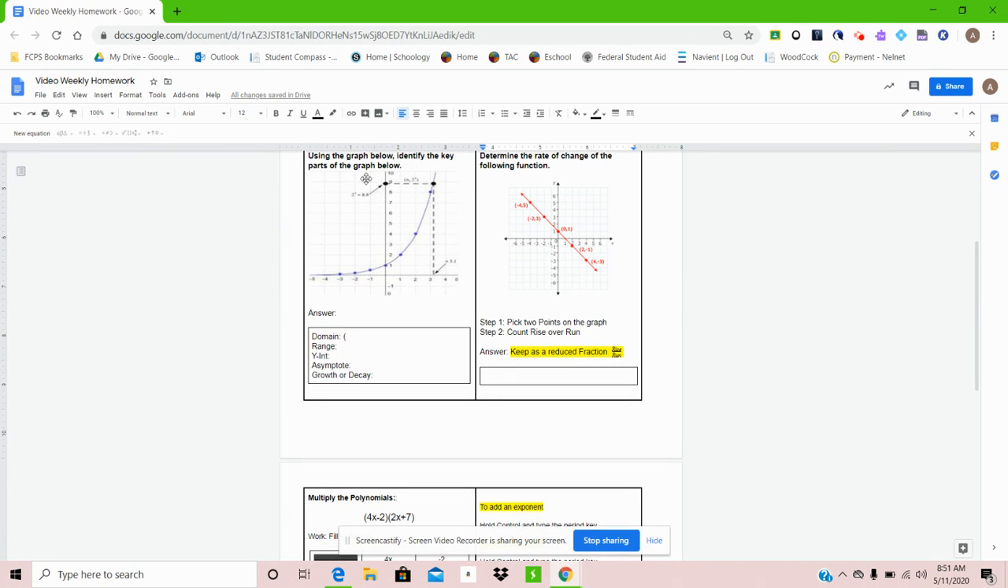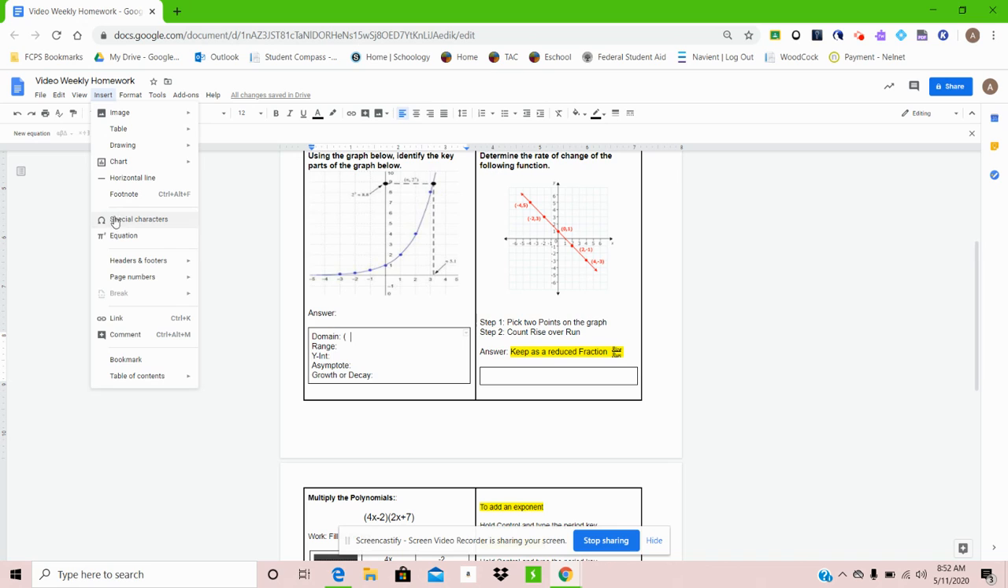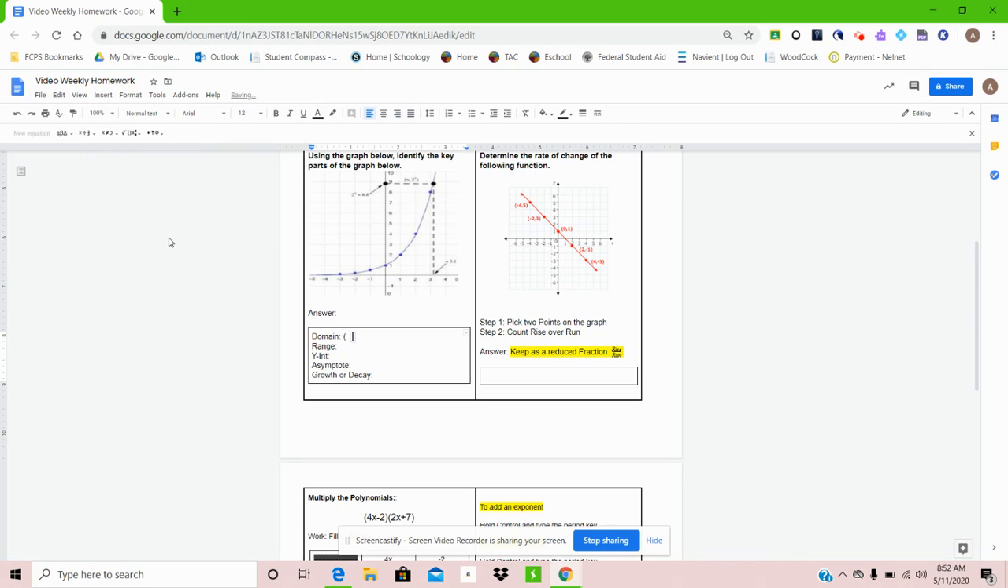Identify the key parts of the graph below. Okay, this is an exponential graph. We learned exponential graphs in the last 2 weeks. Hopefully you remember the domain of exponential graphs is always negative infinity to positive infinity.